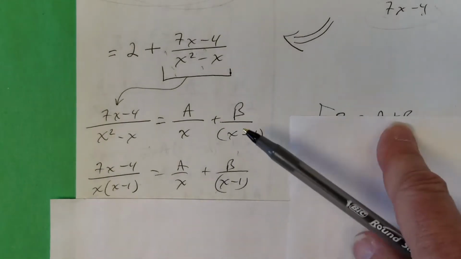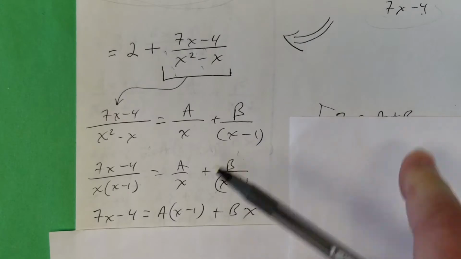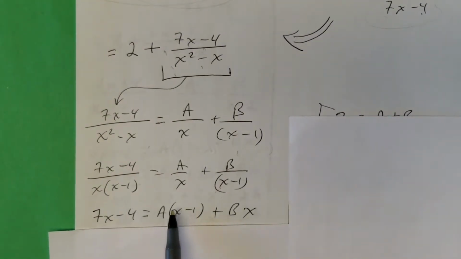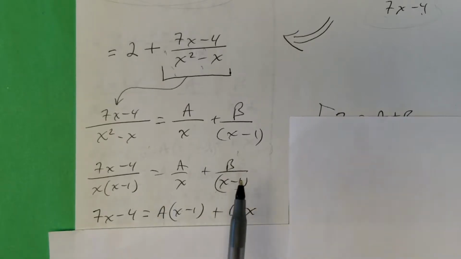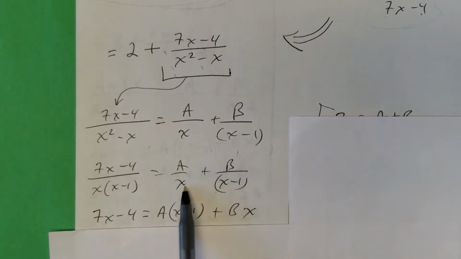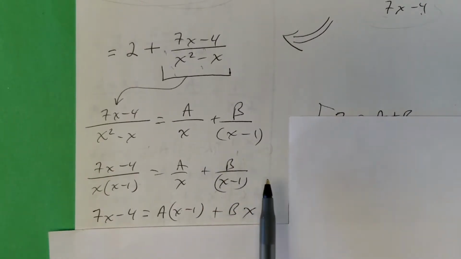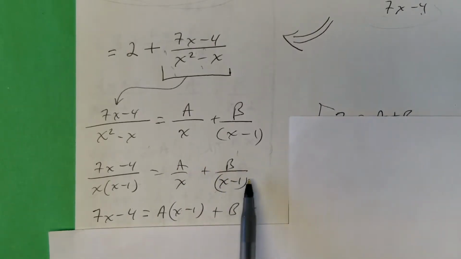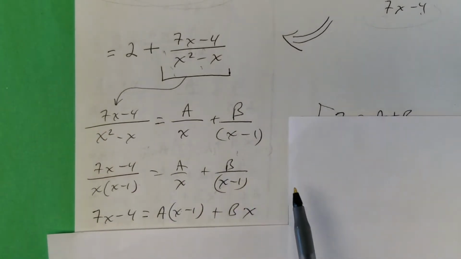Oh, I took an extra step. So now, once you have common denominators, I skipped a step here. The common denominator is going to be x minus 1 for this one, x for this one. So when you do that, you're going to have A times x minus 1 here, B times x here, and we're going to drop the bottom. Remember, drop the denominators because they're the same.